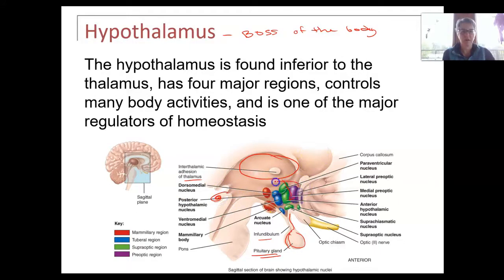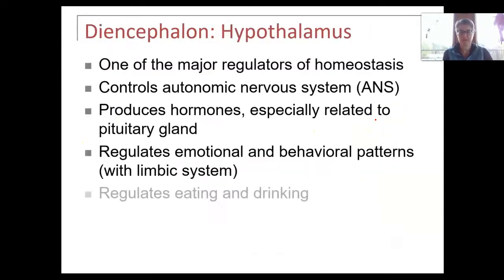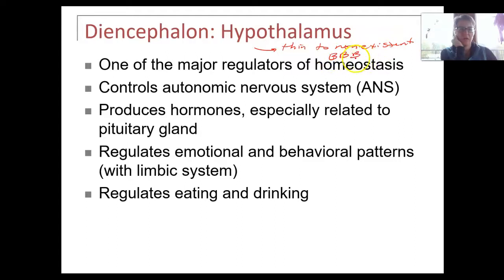All right. So the hypothalamus is this region right here, and there's all different types of nuclei, so all different types of cell bodies. One of the major regulators of homeostasis. So let's talk about this. So this has a very thin to non-existent blood-brain barrier. Okay, that's important because it's got to know what's going on with the body at all times.